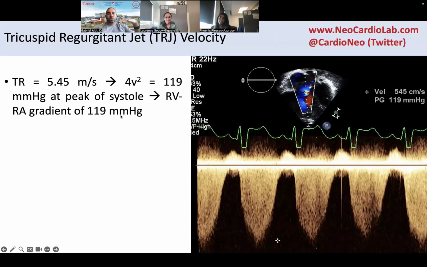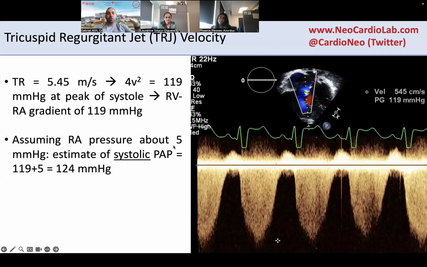So we plug it into the Bernoulli equation. We assume an RA pressure of 5. We add it, we get 124. It's a bit of a borderline assumption. If you put a central jugular venous pressure catheter in patients who have RV failure or high RV pressure, sometimes their RV will become very hypertrophied. And when the tricuspid valve opens, your RA will equalize with your RV. And because the end diastolic pressure is high, your RA pressure is not really 5.